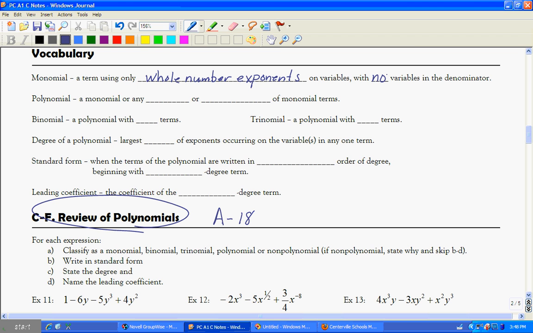Then we have a specific type of polynomial besides a monomial. Monomial is 1. Binomial means a polynomial with 2 terms. It's our prefix bi. And then a trinomial would be a polynomial with 3 terms.